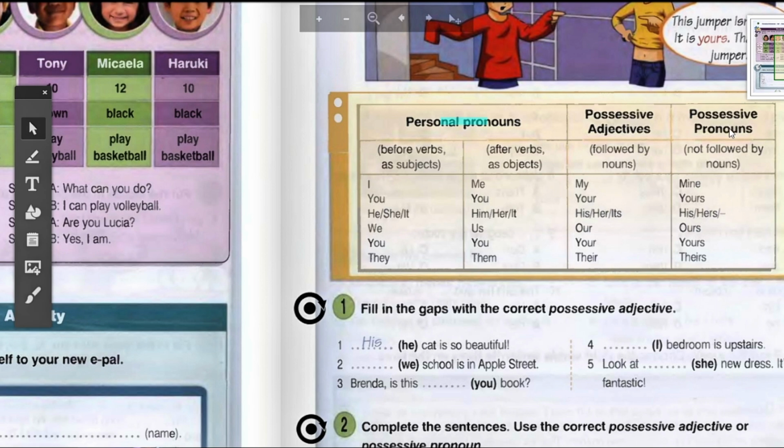So, and the possessive pronouns not followed by nouns. Yəni özündən sonra isim tələb etmir. İsim olmaya da bilər. For example, mine, yours, his, hers, ours, yours, theirs. So mine mənimki, yours səninki, his, her onunku, ours bizimki, yours sizinki, theirs onlarınki.